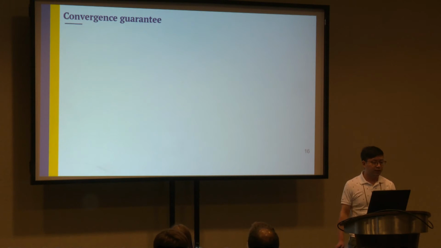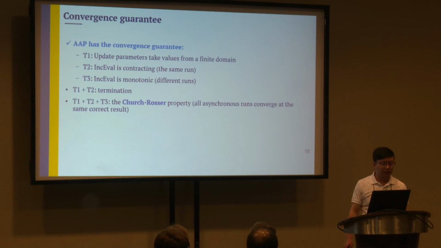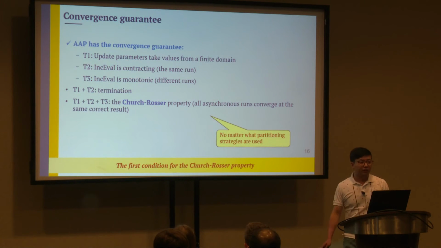We also proved the convergence guarantee. We identified three conditions. T1, update parameters take values from a finite domain. T2, inc-eval is contracting. T3, inc-eval is monotonic. When the first two conditions are satisfied, the program is guaranteed to terminate. When all three conditions are satisfied, the program has the Church-Rosser property. Thus, all asynchronous runs converge at the same correct result. To the best of our knowledge, this is the first condition for the Church-Rosser property.